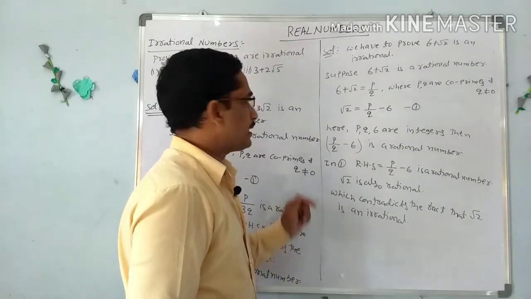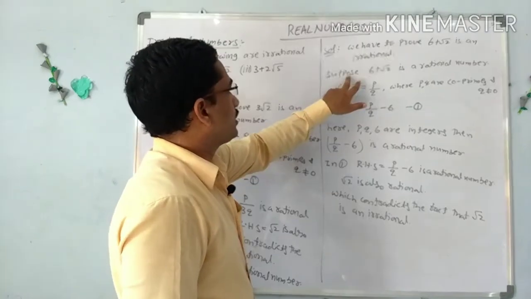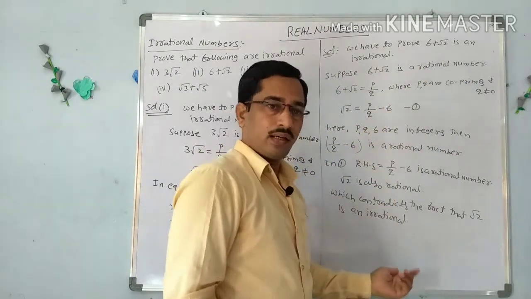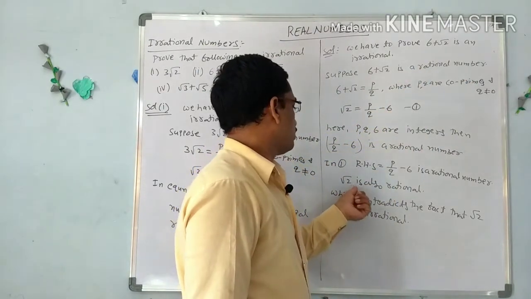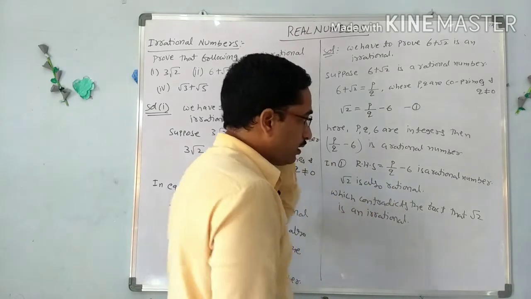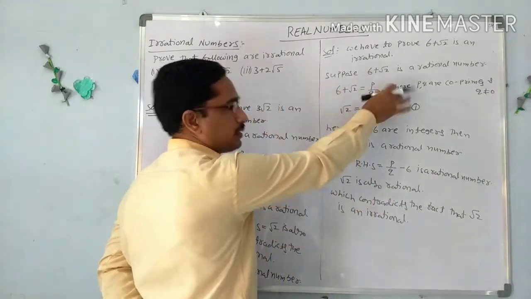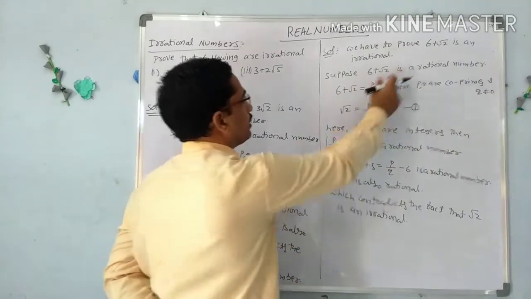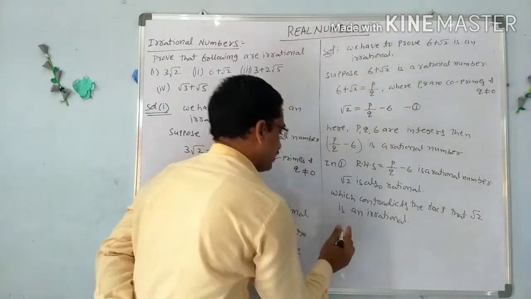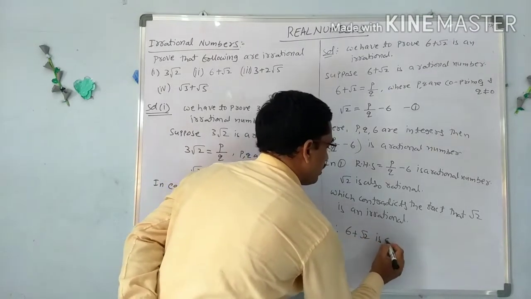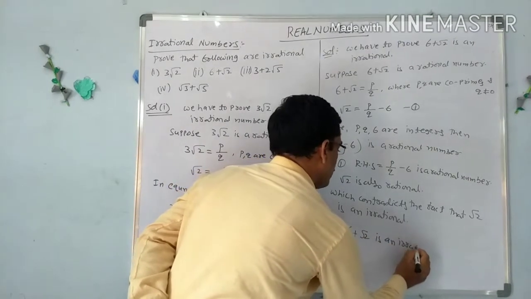Why are we getting this? Because we supposed that 6 plus root 2 is a rational number, so we get a contradiction, which means root 2 is also rational, but we know that root 2 is always irrational. So it happened because our assumption is wrong. So what is the correct statement? 6 plus root 2 is irrational. Therefore 6 plus root 2 is an irrational number.